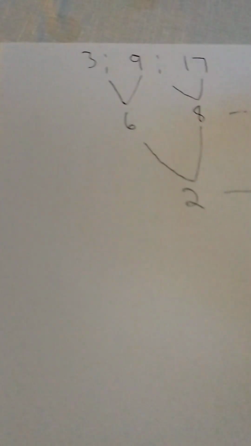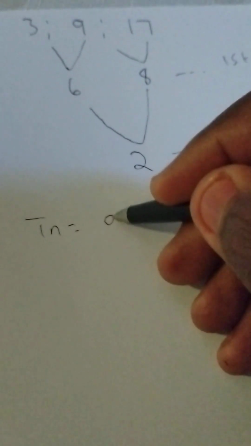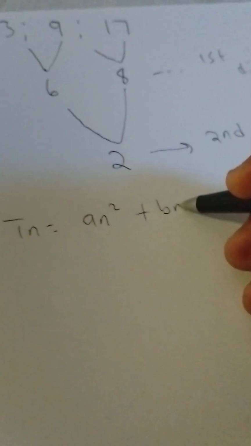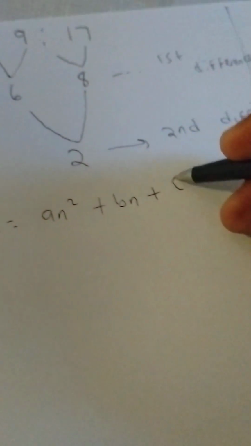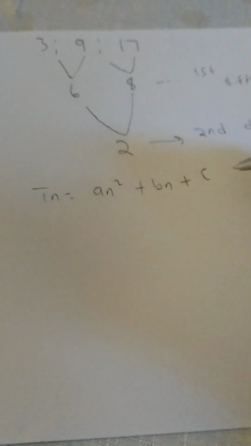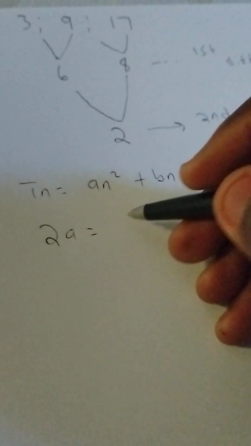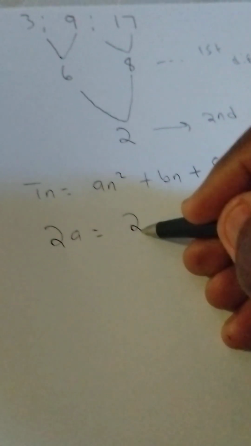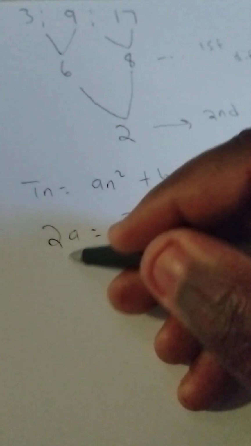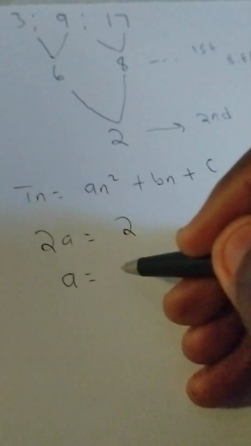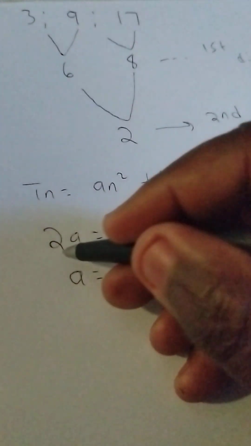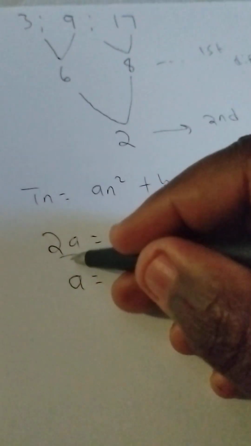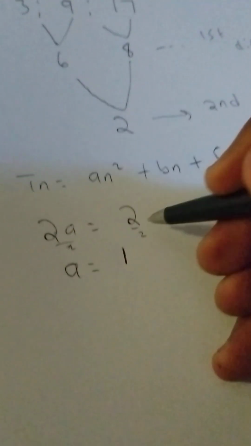Now remember, we need to go and find the Tn, or the general formula. Because we're dealing with n numbers, it will be an squared plus bn plus c. To find our Tn, the first thing we need to find is a. 2a is equal to our second difference, which is 2. So we divide both sides by 2 to get a. 2 and 2 cancel, therefore a will be 1.